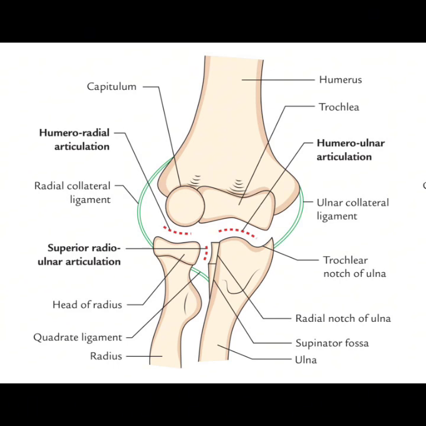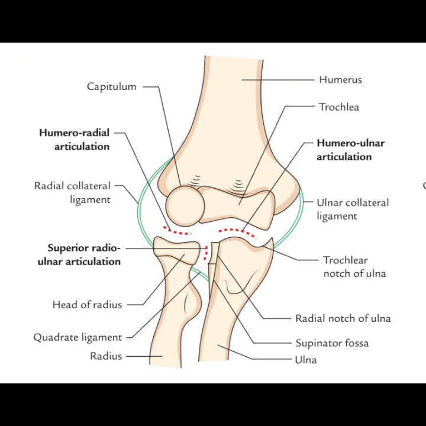Now if you go to the ulnar side, the trochlea of the humerus articulates with what we call the trochlear notch of the what? Ulna. So the trochlea of the humerus articulates with the trochlear notch of the ulna to form what we call the humero-ulnar joint. So one thing you have to know is that we have two joints: the humeroradial joint and the humero-ulnar joint. Both of them form the elbow joint. You get it now? So: capitulum, head of the radius, trochlea, and trochlear notch of the ulna.